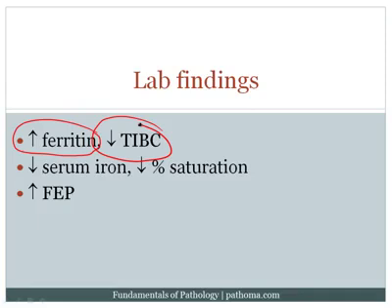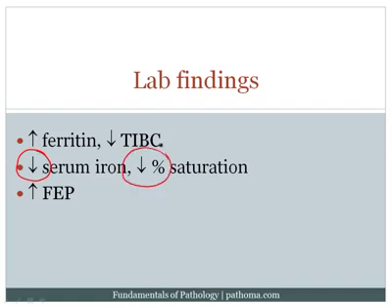Another important finding will be that the serum iron will be used. If the bone marrow cannot use the iron in the macrophages, it will begin to take the iron from the serum. And when it takes the iron from the serum, iron will go down, and at the same time, percent saturation will also go down. So the serum iron will go down, and the percent saturation will go down.